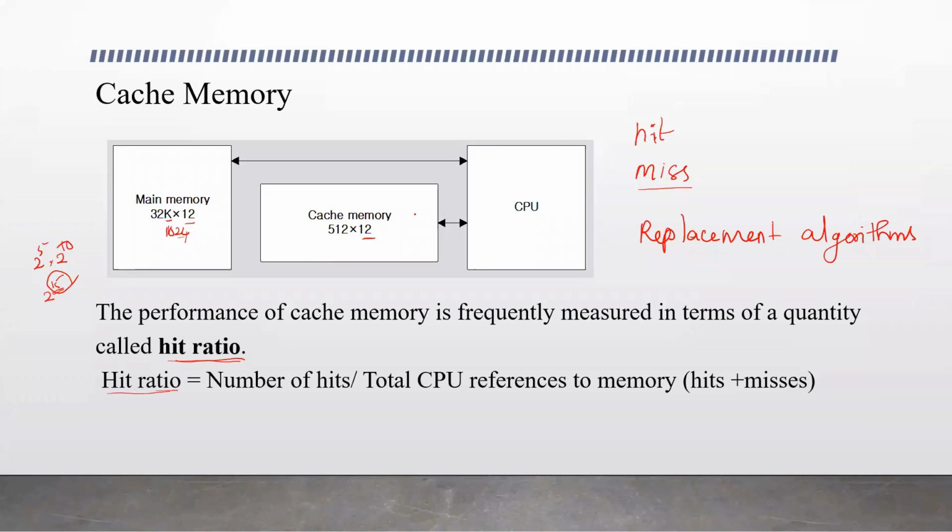So what we understand from this is that if the repeatedly used words are available in cache memory, the hit ratio will improve, so the performance increases. Whenever the CPU searches for a word and it is available in cache memory, the CPU can access it faster.